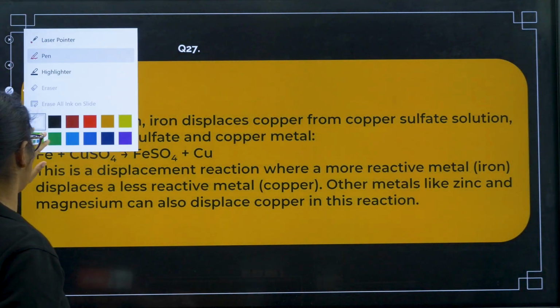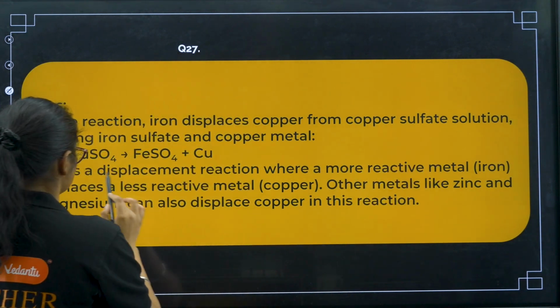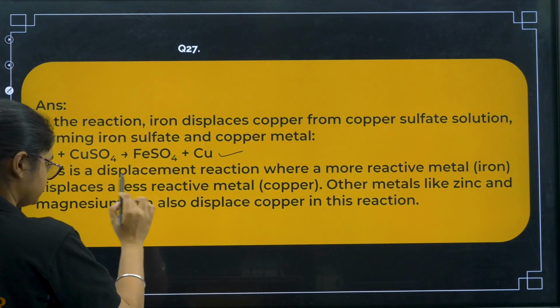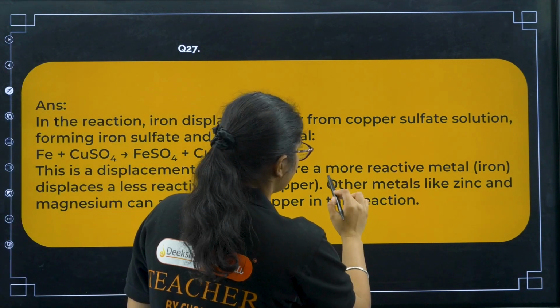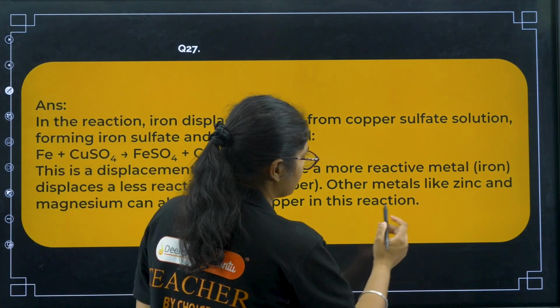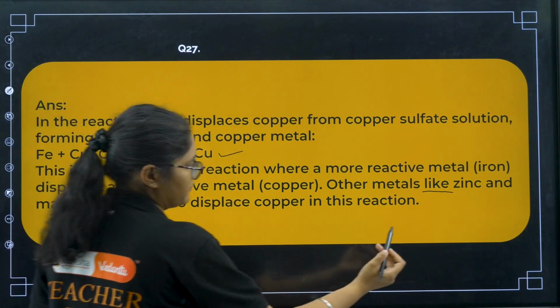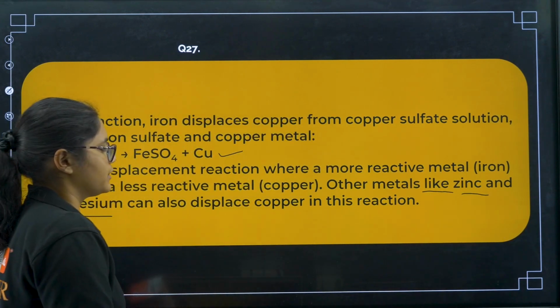So here you can see the answer. Iron displaces the copper from copper sulfate solution and this is the reaction given. Displacement reaction where a more reactive metal replaces the less reactive metal. Other metals which can show this reaction are zinc and magnesium. Zinc and magnesium you can write down.